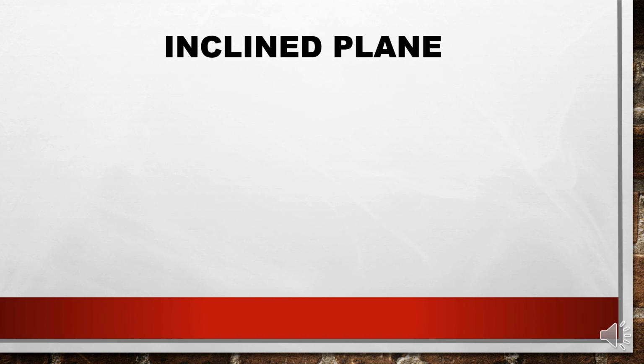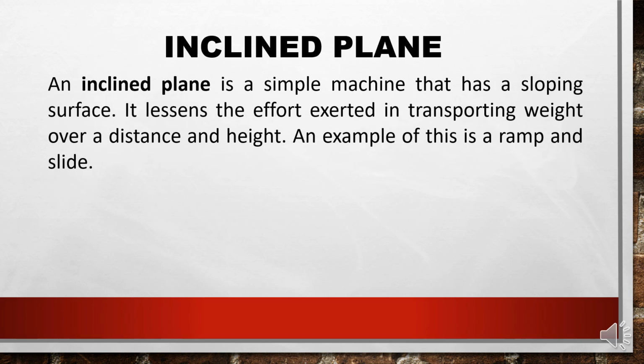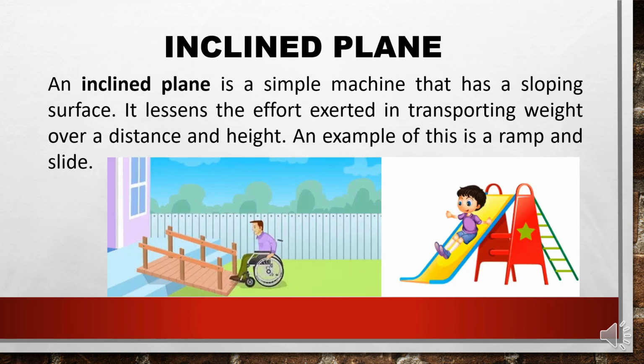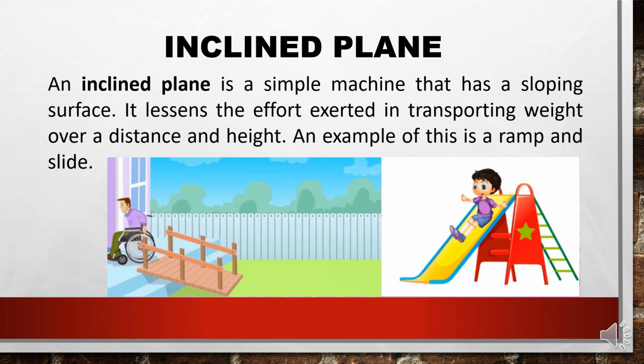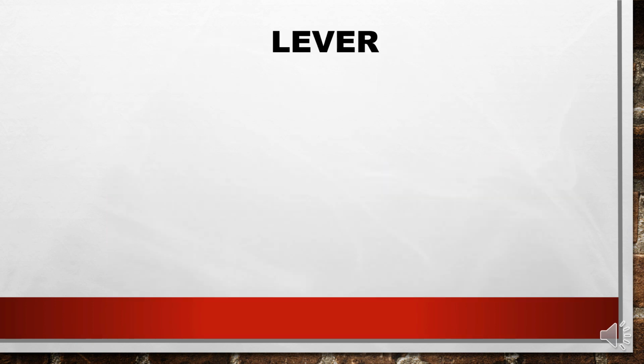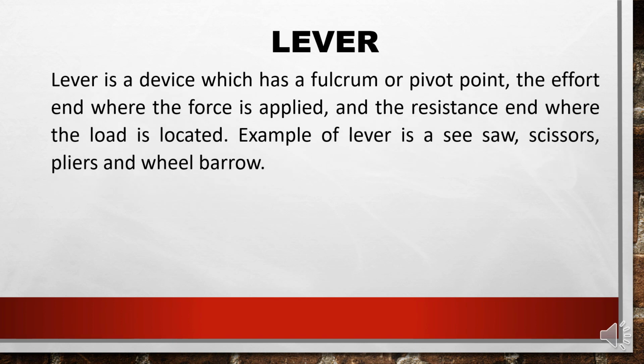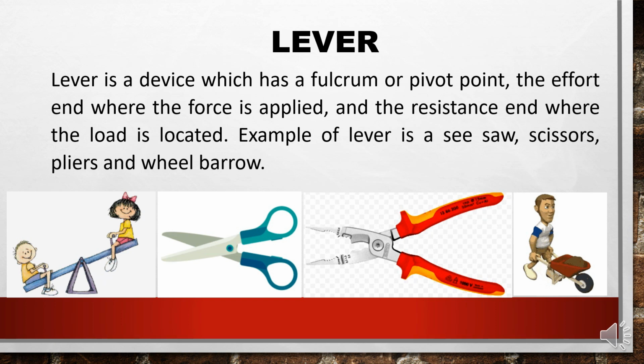We will now discuss the first kind of simple machine, that is inclined plane. An inclined plane is a simple machine that has a sloping surface. It lessens the effort exerted in transporting weight over a distance in height. An example of this is a ramp and a slide. Next we have lever. Lever is a device which has a fulcrum or pivot point, the effort end where the force is applied, and the resistance end where the load is located. Examples of lever are a seesaw, scissors, pliers, and wheelbarrow.